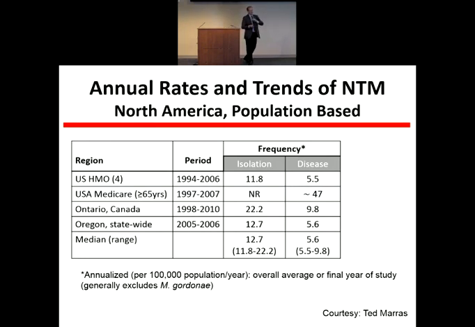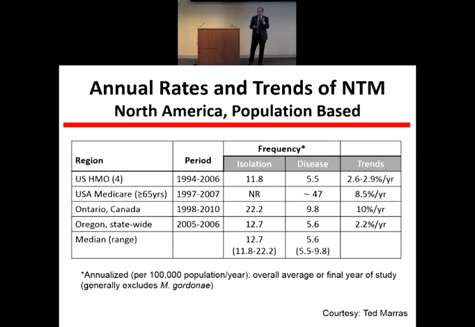Now, the other reason these are good studies, they had trend data. So what's happening over time? If you look at the trend data from the integrated healthcare systems, it was about a 2.6, 2.9% per year increase from 1994 to 2006. If you look at the Medicare population, 8.5% per year. In Ontario province, 10% per year increase.